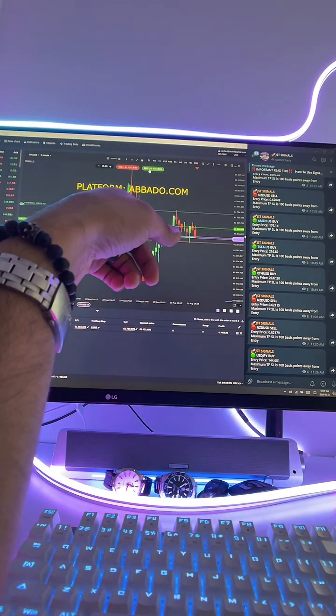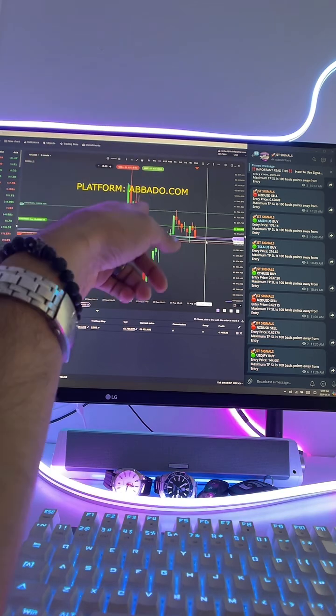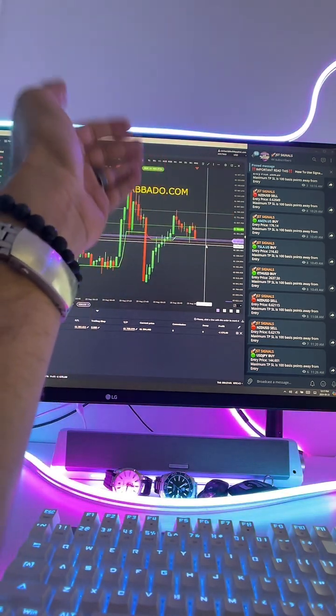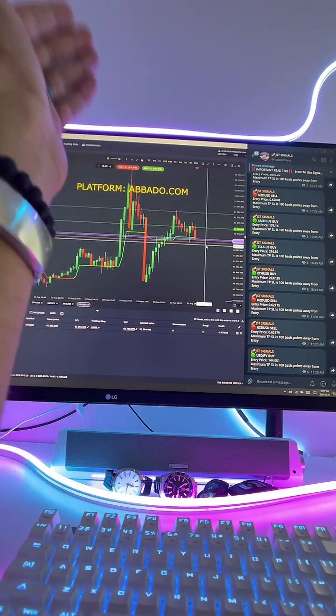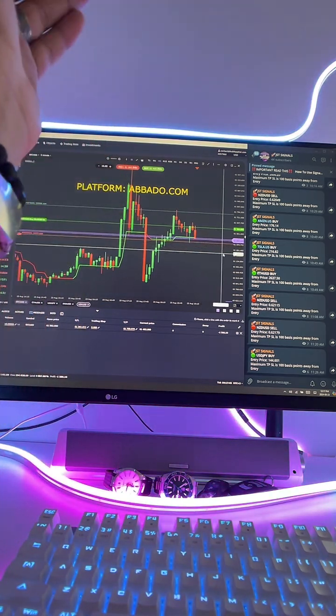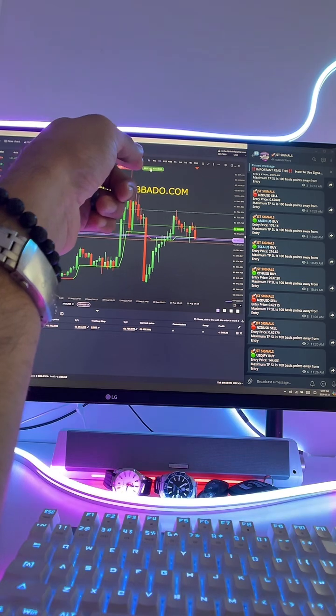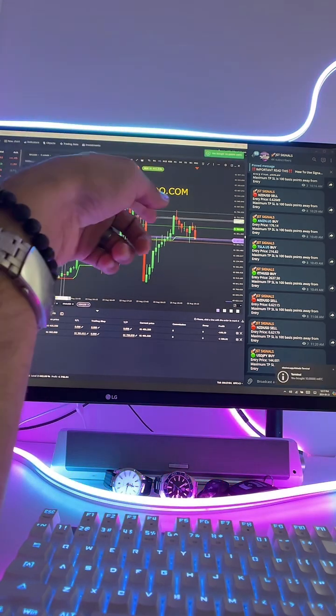Let's see what happens. We might actually hit our stop loss on this, but that's okay because you guys know I do this daily, consistently. So let's see what happens. I might enter another buy trade. Let's go ahead and enter another buy trade.